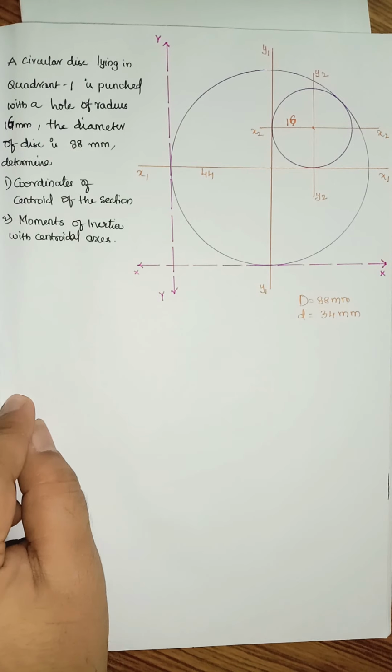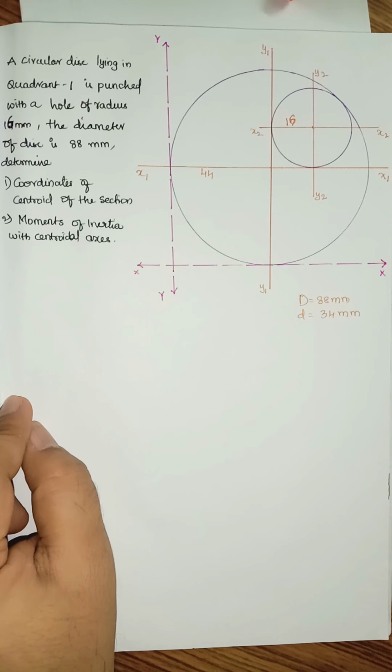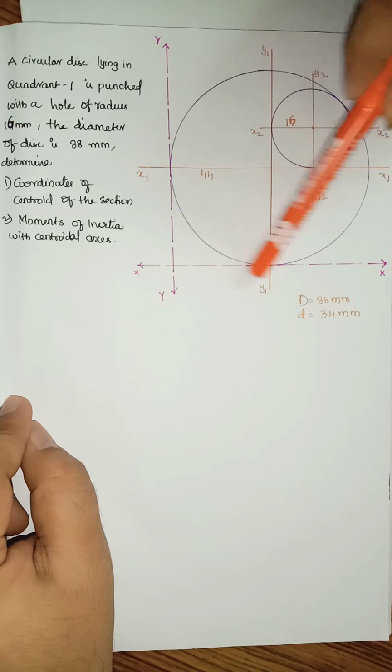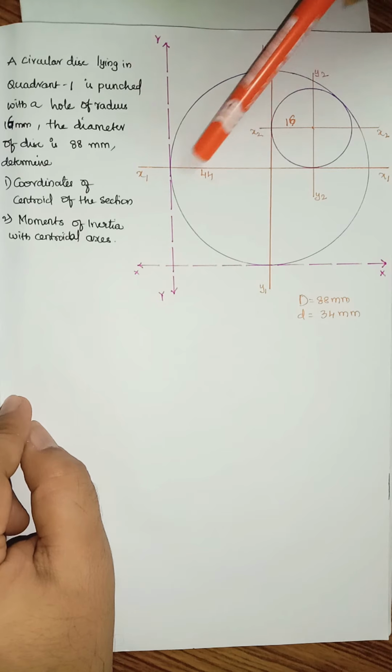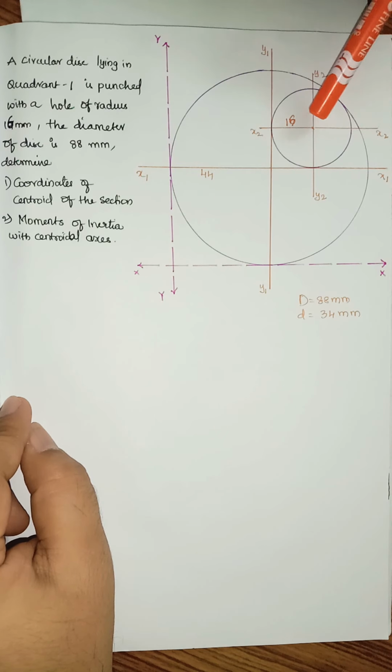So the question here is there is a circular disk lying in the first quadrant and a hole of 16 mm radius is punched out of it. The total radius of this circle is given as 44 millimeter. Then the diameter will be 88 and we have a circle or a hole which is punched out of it. The radius of this one is 16 millimeter, which is given to us.